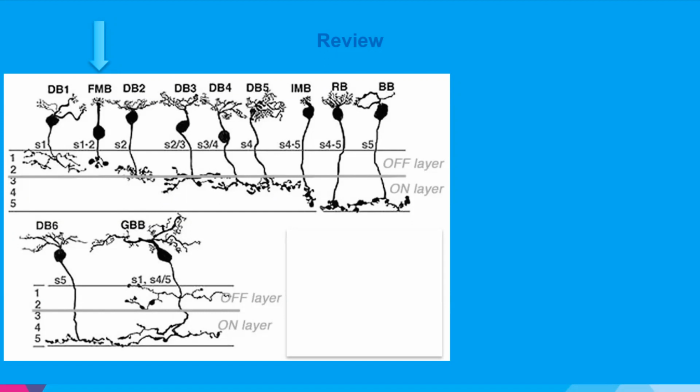And is it on the surface or invaginating? It's on the surface, right? Flat, midget, and it's an off bipolar cell. We know because it's in the off layer, which again is closer to where the bipolar cells are. You got it. One cone.